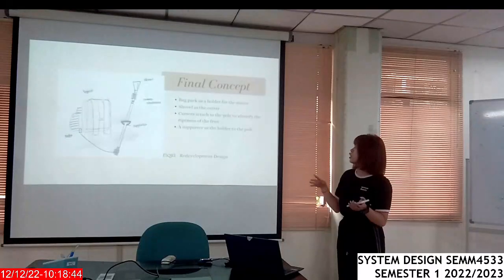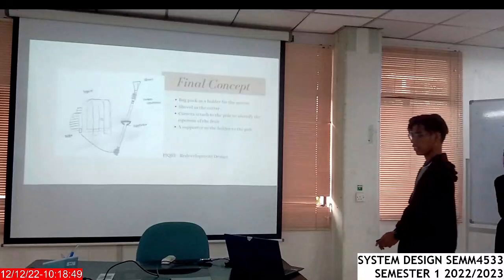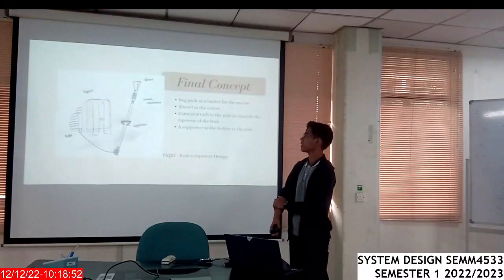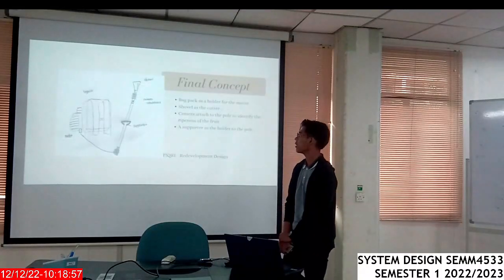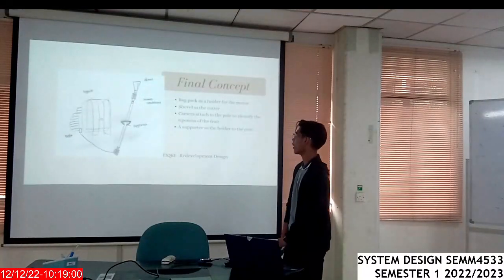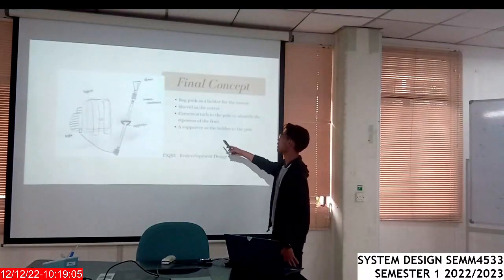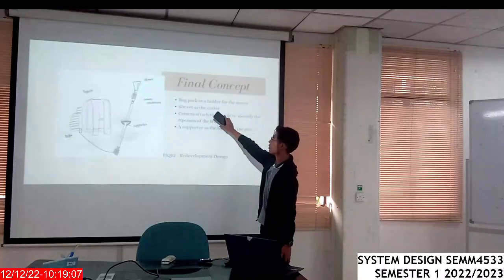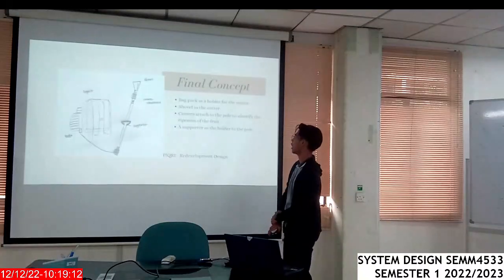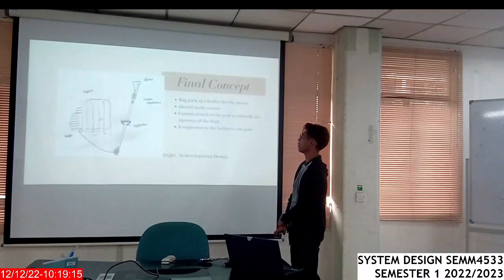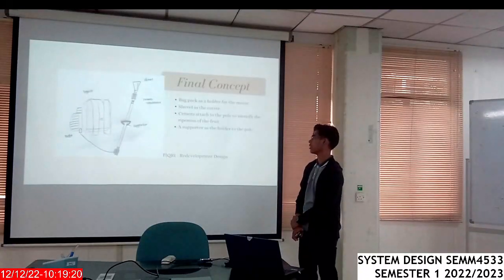Then we move to the final concept, and we explain by my reference. Okay, so this is our final concept, which is the redevelopment from my design. From this concept, I use a backpack as a holder for the motor. For the cutter I use a shovel or chisel, and for the monitoring system I use a camera attached to the pole to identify the thickness of the fruit. For the holder I use a supporter.